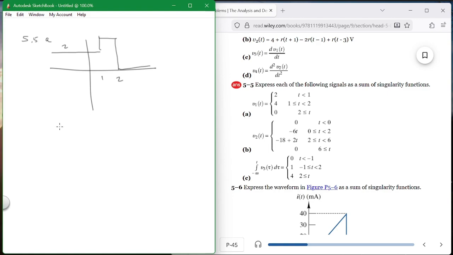So basically, we write 2 plus 2u of t minus 1, which gives us that bump up, minus 4u of t minus 2, and that gives us the bump back to 0. Any questions about that one? That's this right here.